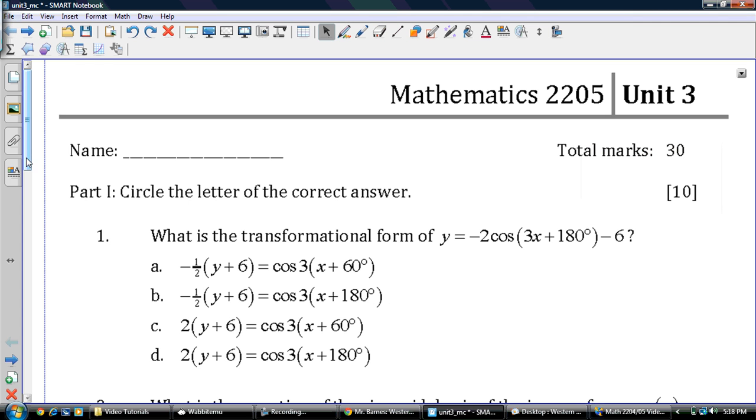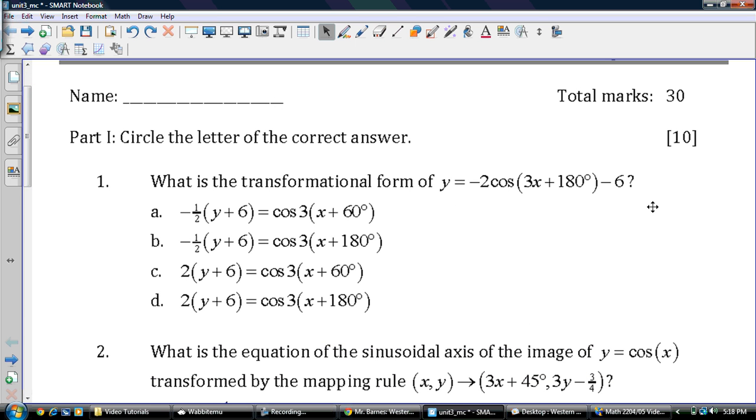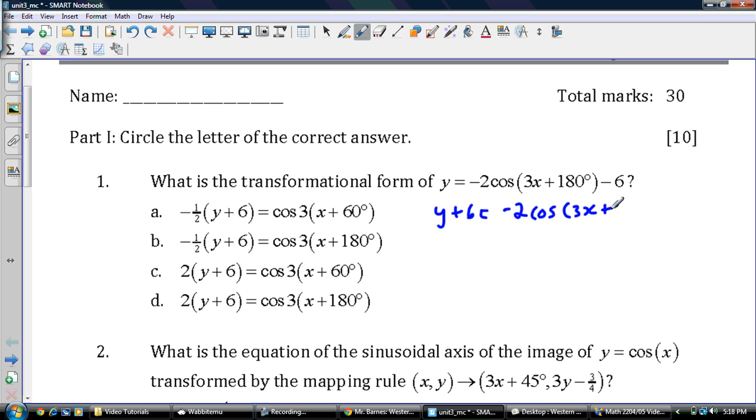So this first multiple choice asks us, what is the transformational form of this equation, which is in standard form? So the first thing we got to do to convert from standard form to transformational form is take this minus 6 across to the other side. So it's y plus 6 is equal to negative 2, and then 3x, oh, I forgot my cos. So I got negative 2 cos 3x plus 180.